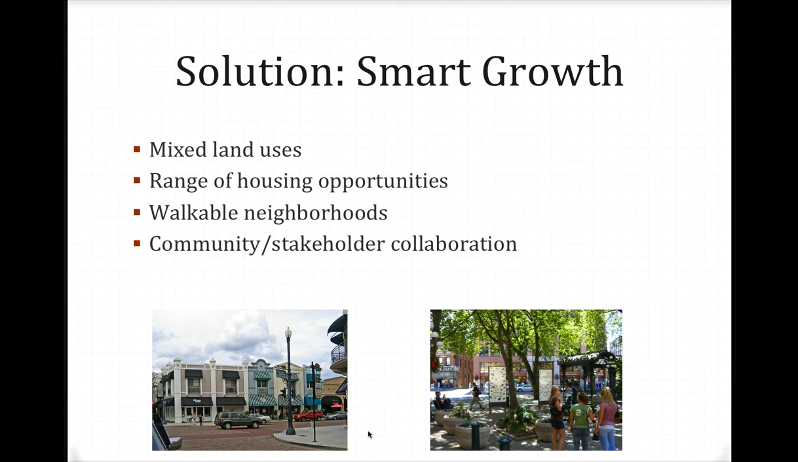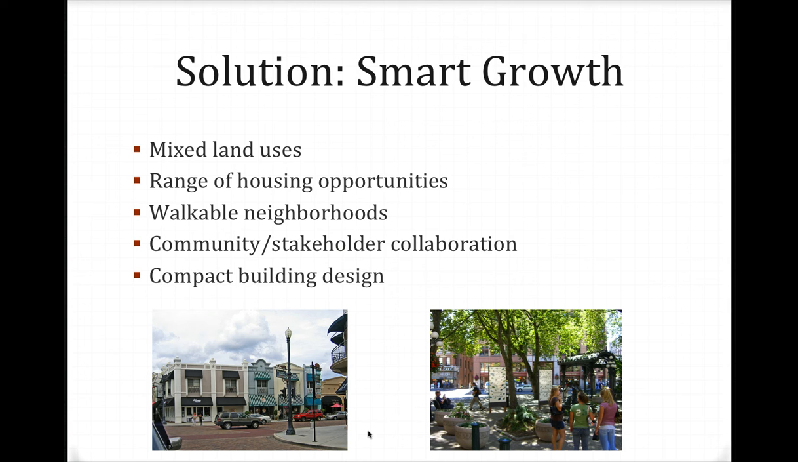Another tenet of smart growth is having community and stakeholder collaboration. That means that whenever you have development in an area, you don't just make it exclusively the developers who are planning it out, or exclusively the citizens, or exclusively the city government. It's everybody who's involved, everyone who's going to be in that area gets to help have a say in what's happening.